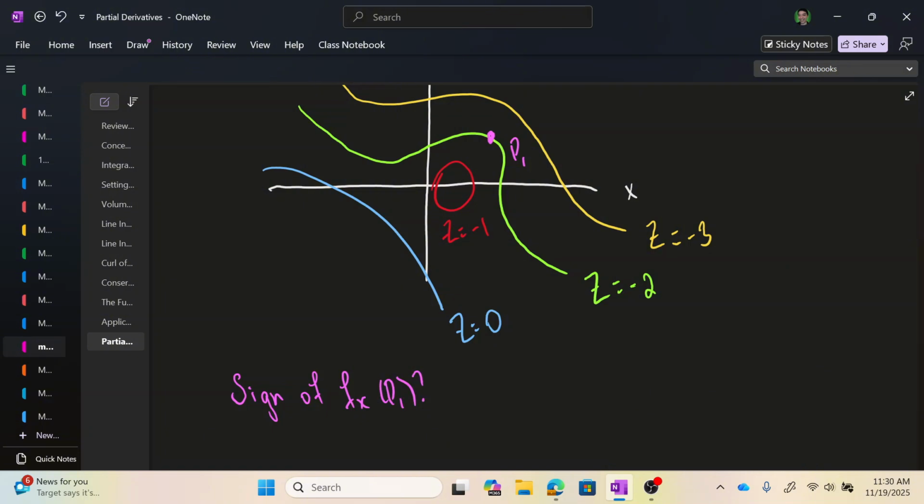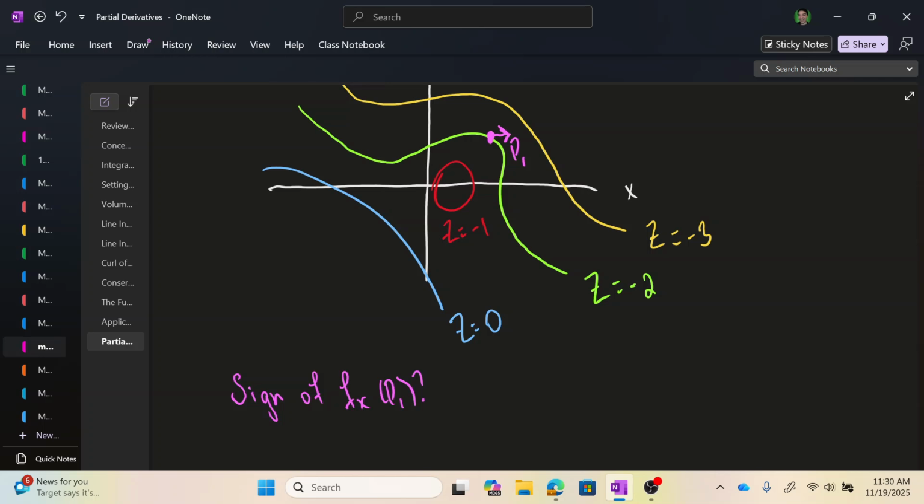Now, once again, f sub x corresponds to increasing the x values slightly and studying the effect of that change on the z values, on the output values. So in this image, starting from the point P1, I'm going to consider the effect of a slight movement in the positive x direction, which is slightly to the right in this image.